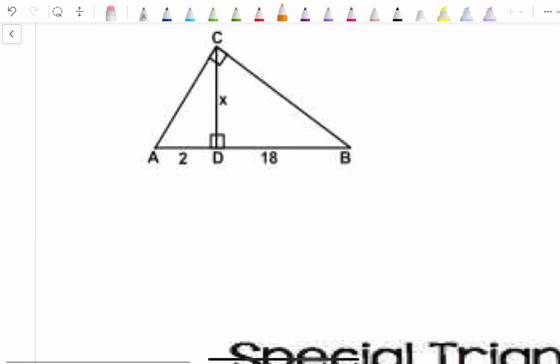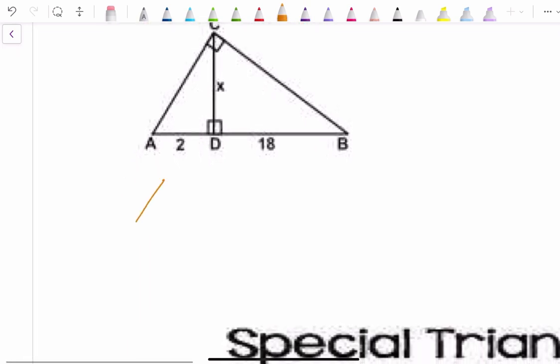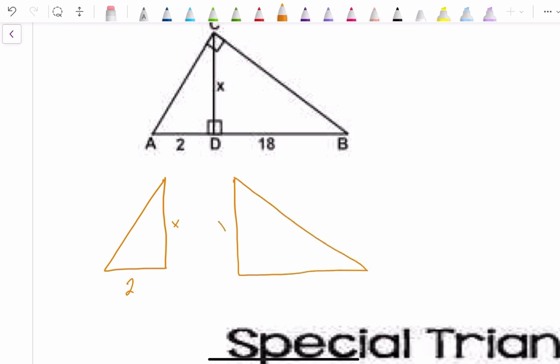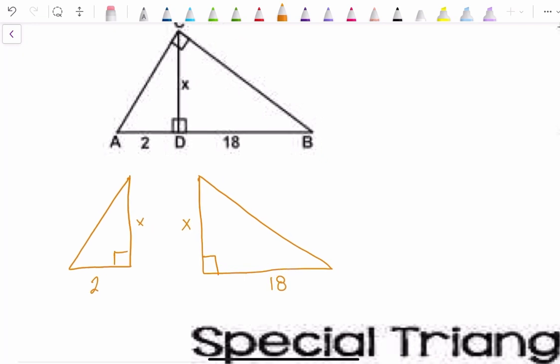So again, I'm going to separate these triangles. Here's one of them. This one's 2 and x. The other one, this one's x and 18. Here's the right angle, here's the right angle. Then I can set up my proportion. I'm going to do 2 over x for this one, equals, for the other one, we flip-flop. We do x first over 18. So x over 18.